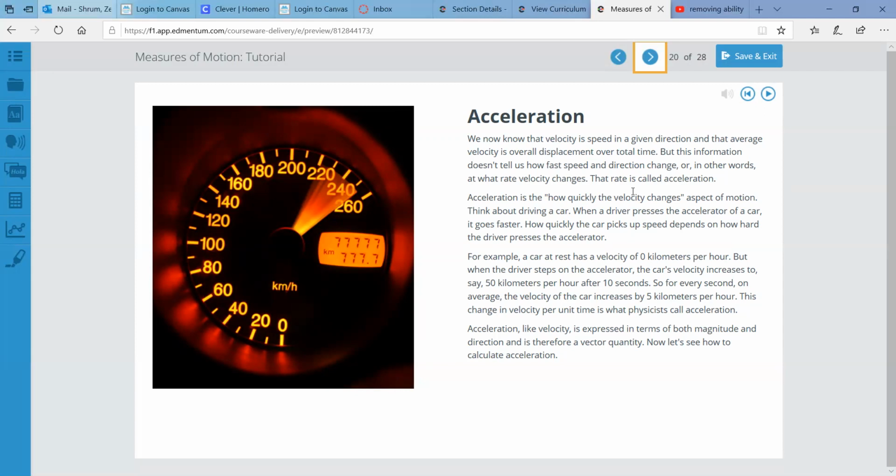So this change in velocity per unit time is what physicists call acceleration. And acceleration, like velocity, is expressed in terms of both magnitude and direction, a vector quantity. So let's see how we can calculate it.